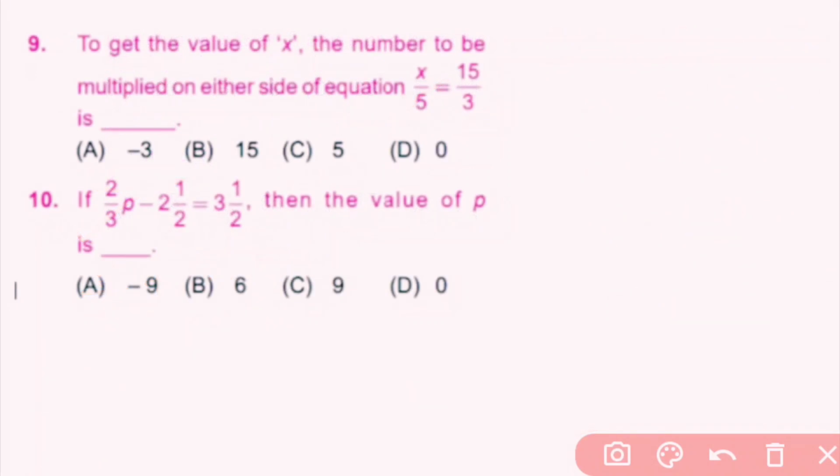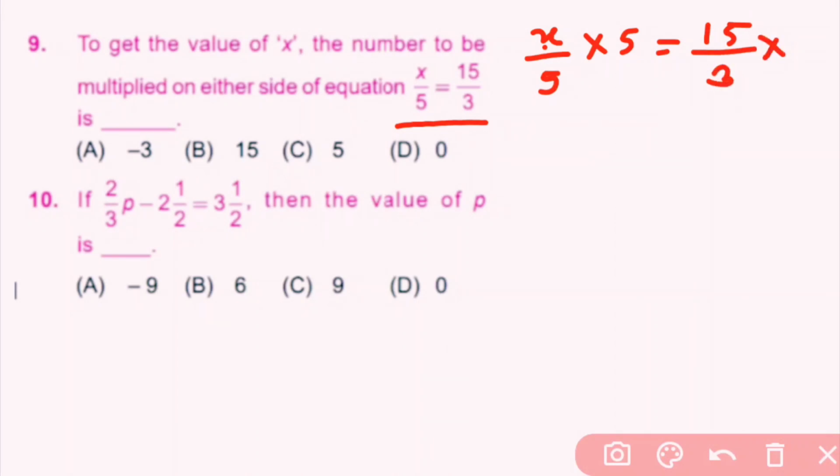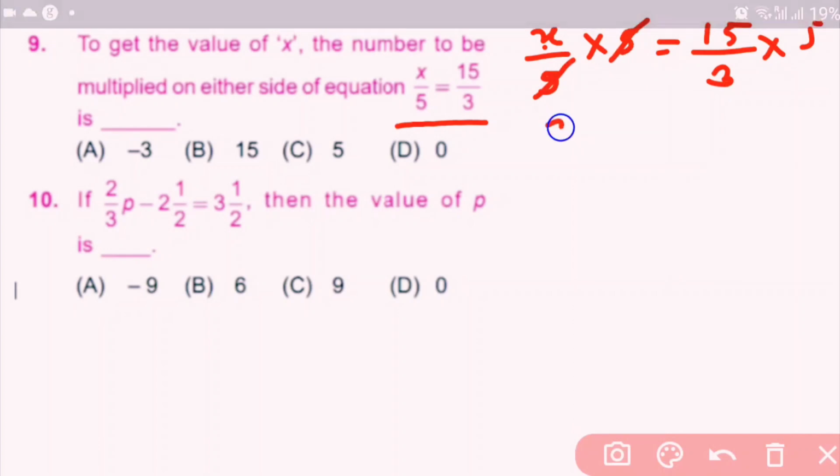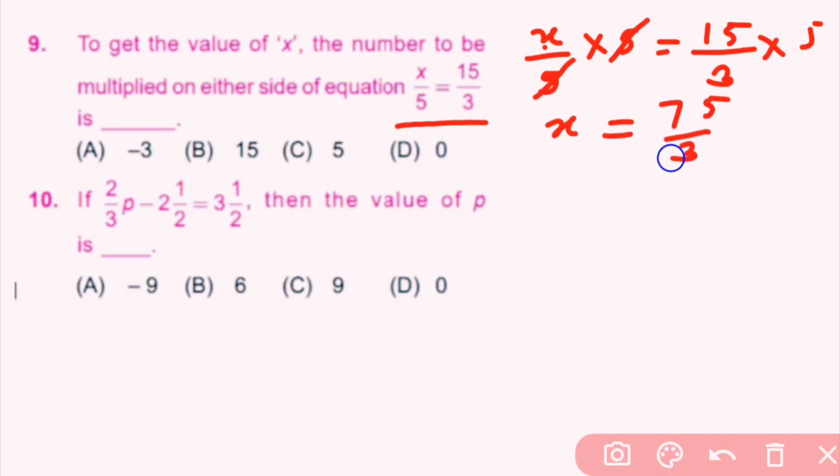Question number 9. To get the value of x, the number to be multiplied on either side of the equation x by 5 is equal to 15 by 3. The equation is x by 5 is equal to 15 by 3. On both sides, here the denominator is 5. We want x only, so here we multiply by 5, and both sides are the same, so here also we multiply by 5. So this 5 will get cancelled, this 5 will get cancelled. x is equal to 75 by 3. So here C is the correct answer.